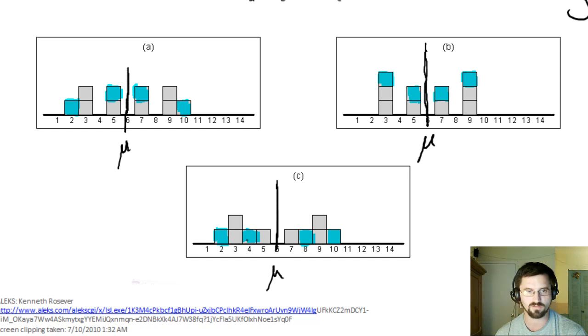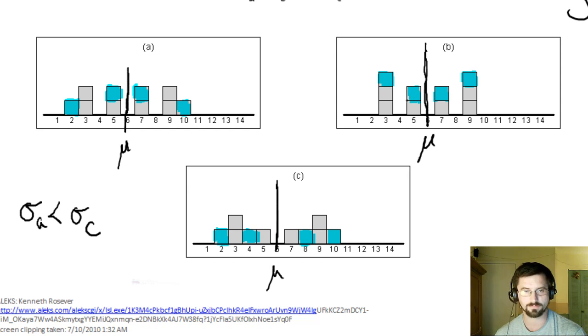I'll compare A and C first. A 2 and a 4. Is a 2 and a 4 further from 6 than a 2 and a 5? No, the 2 and the 4 is further away because 5 is closer in. So, what does that mean? The spread on A is less than the spread on C, therefore, sigma of A is less than sigma of C.